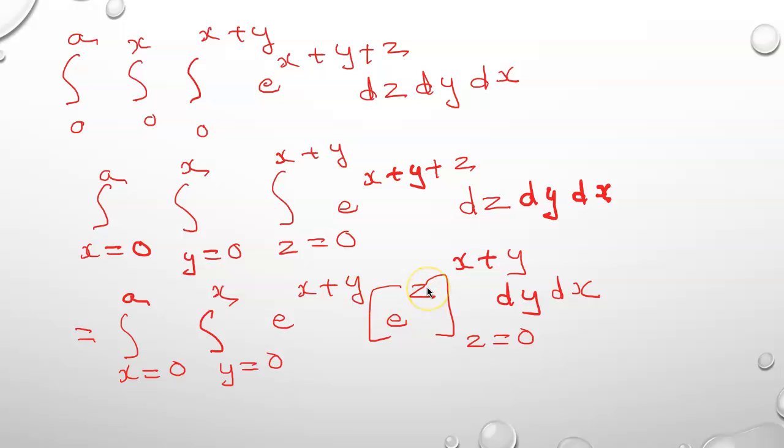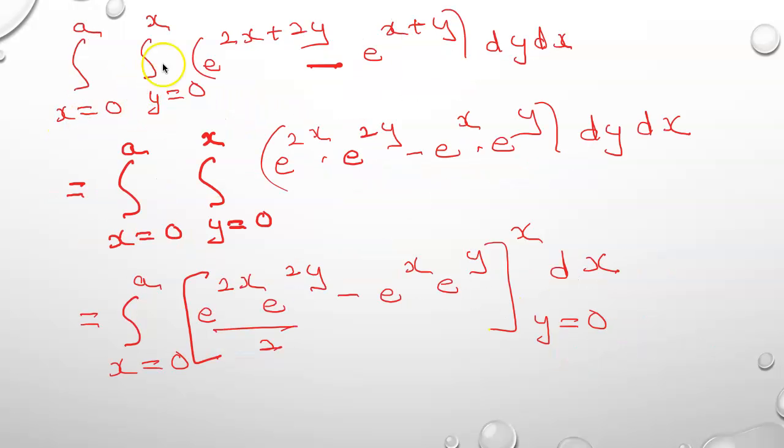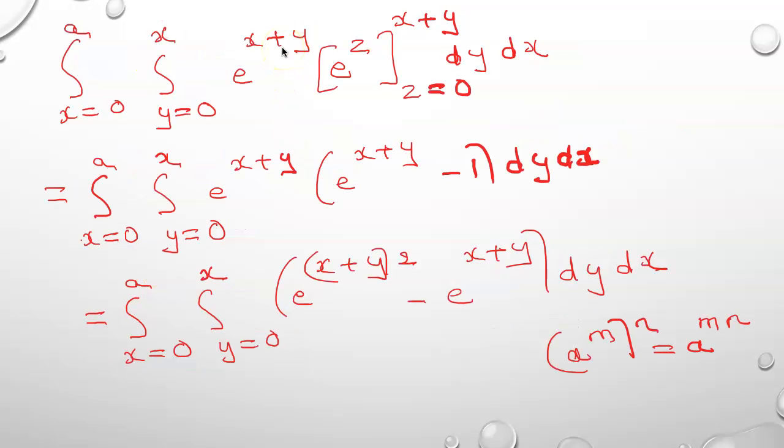So it becomes e raised to z. The integral of e raised to z is e raised to z, within the limit z equal to 0 to x plus y, dy dx. So when I substitute, I get integral x equal to 0 to a, integral y equal to 0 to x, e raised to x plus y times e raised to x plus y minus e raised to 0, which is 1, dy dx. That is, e raised to 2x plus 2y. This uses a raised to m into a raised to n is a raised to m plus n.